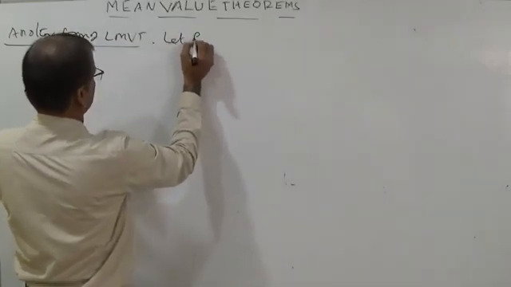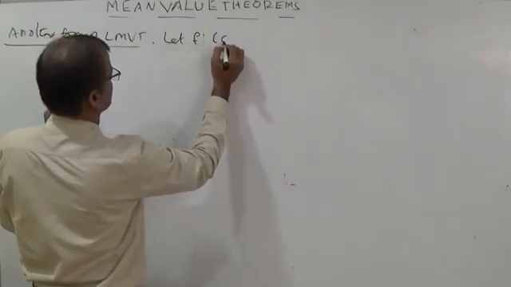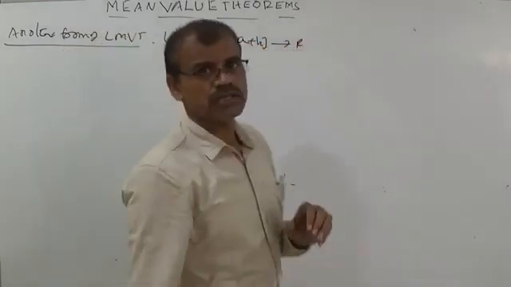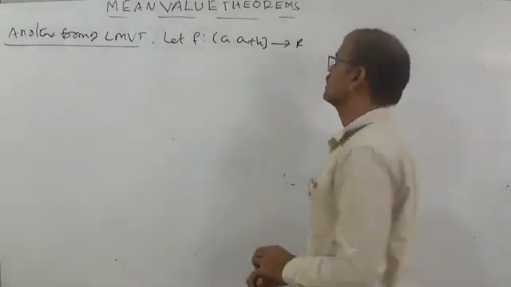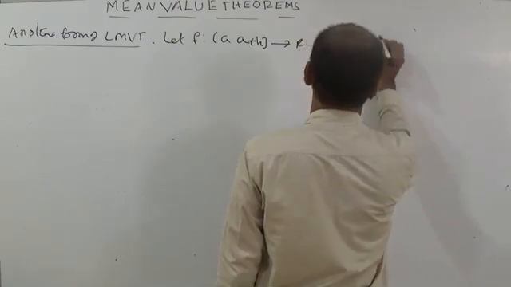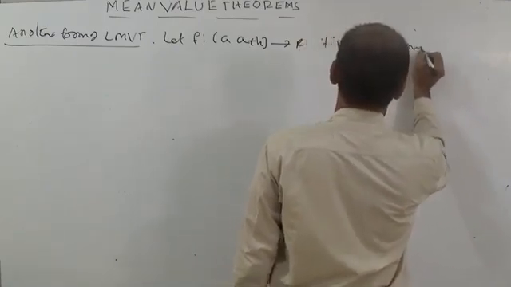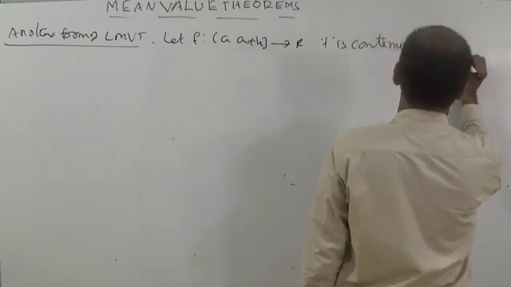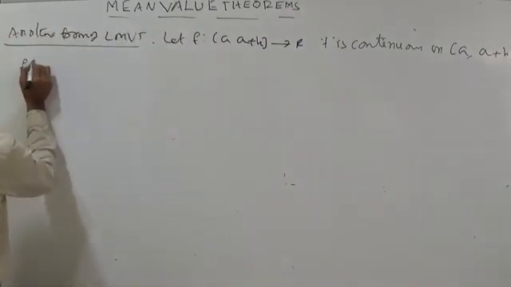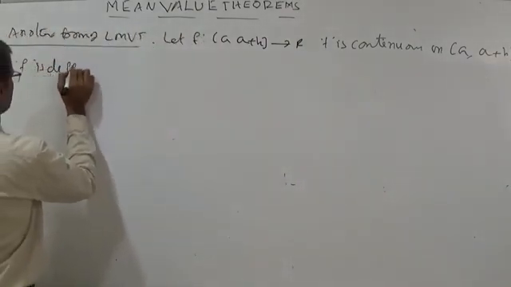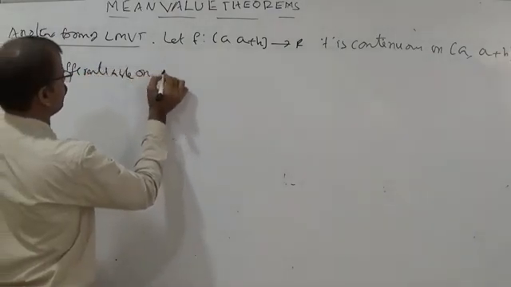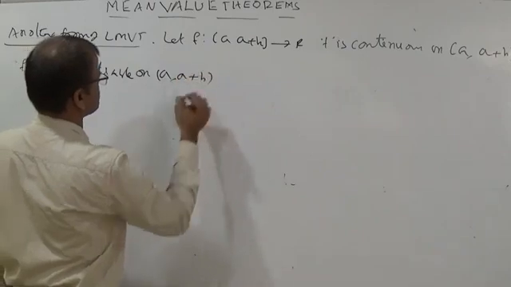Let f map from the closed interval a comma a plus h to R, where h is the smallest number, a small change. f is continuous on the closed interval a comma a plus h. Next, f is differentiable on the open interval a comma a plus h.